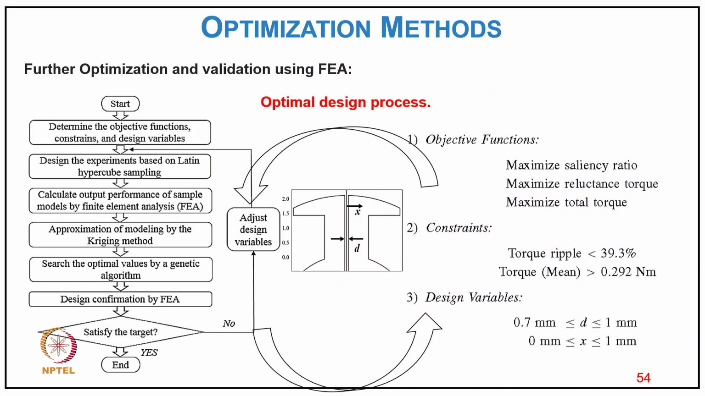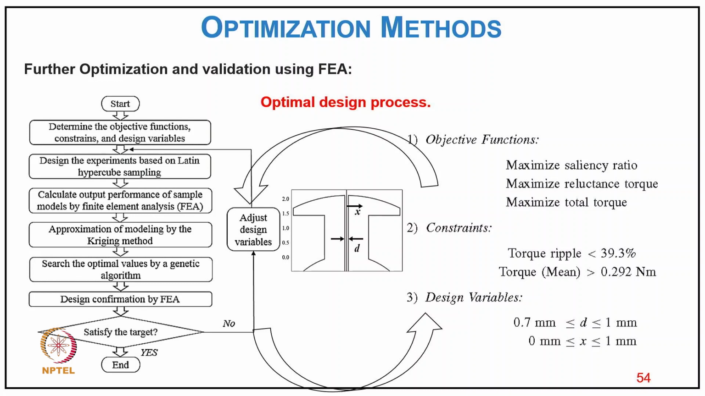For this design process, to start, determine the objective function, constraint, and design variable. Design the experiment based on Latin hypercube sampling. Calculate the output, perform sampling model by finite element analysis, approximation of modeling by the Kriging method, and search the optimal values by genetic algorithm. By genetic algorithm, design confirmation by FEA, satisfy target, yes or no, adjust the design variable and go to the semi-iterative procedure.